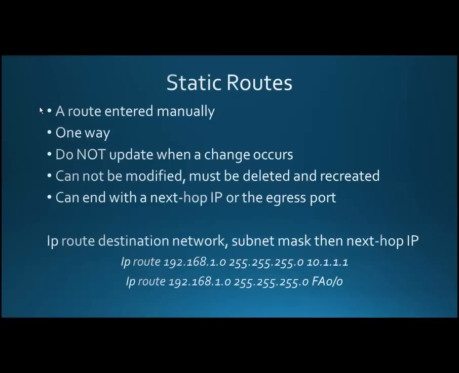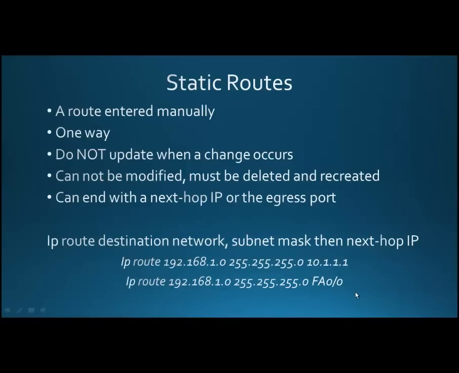And your static routes can end in 2 ways. You can either end it with the next hop IP address, or you can end it with your egress port. So here's 2 examples. You go into global mode, then ip route, then the network I'm trying to get to. I'm trying to get to 192.168.1.0, and then its subnet mask is 255.255.255.0. But in order to get there, I need to send to 10.1.1.1. Or, same thing, ip route, and so on, and I need to exit out FA0/0.